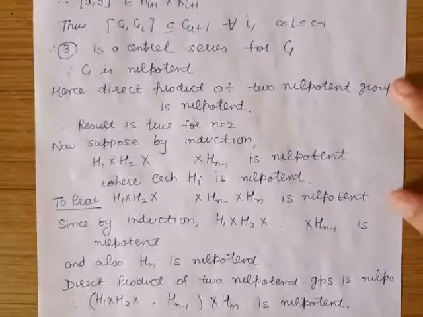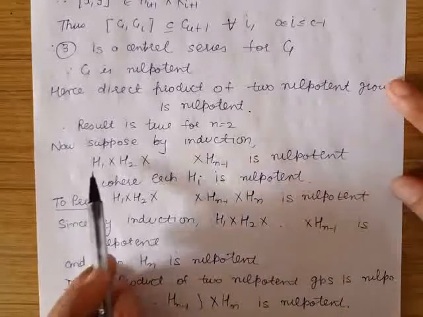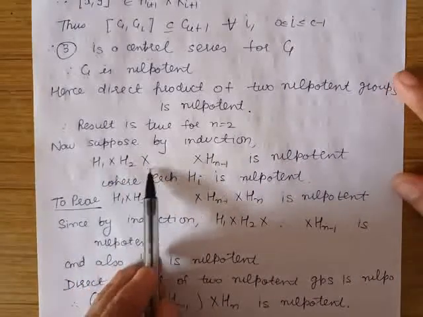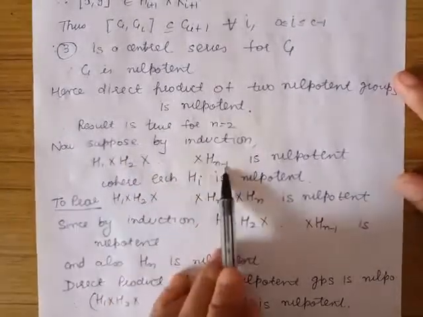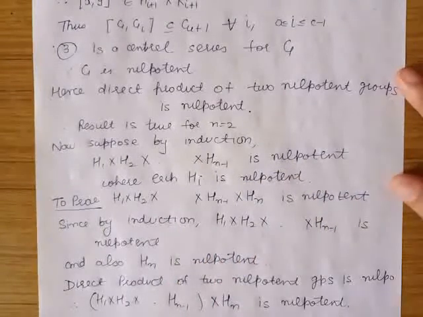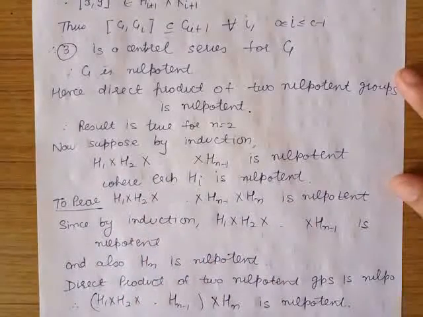Now, as an induction step, let us assume that the direct product of n minus 1 nilpotent groups is nilpotent. So we have taken H1 cross H2 cross H3 and so on up to Hn minus 1. This direct product is nilpotent. Here each Hi is nilpotent.